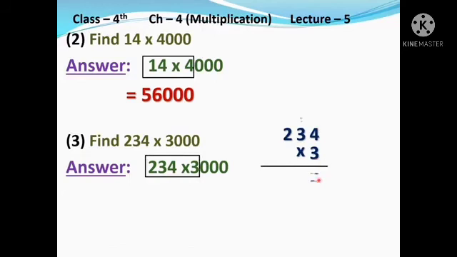See 3 fours are 12. Write 2 here and 1 carry. 3 threes are 9 plus 1 10. Write 0 here and 1 carry. 3 twos are 6 plus 1 7. Write 7 here. 234 multiply 3 equal to 702 and then place 3 zeros to the right side of the product. So write down equal to 7,02,000. Thus 234 multiply 3000 equal to 7,02,000. Okay.